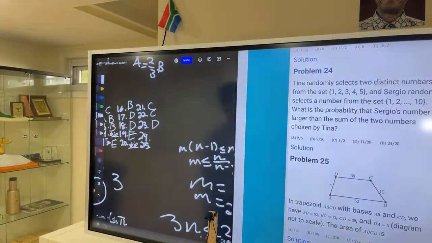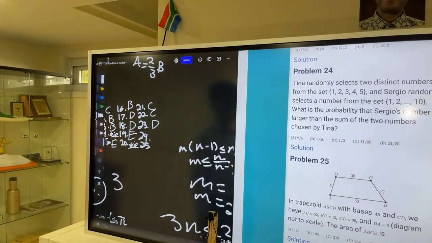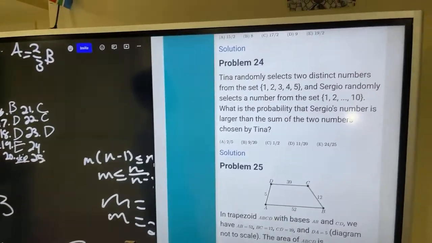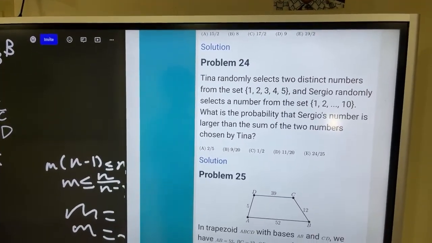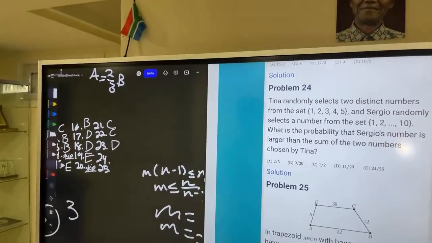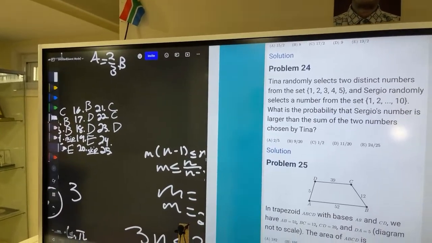One problem from the end. Tina randomly selects 2 distinct numbers from the set 1, 2, 3, 4, 5. And Sergio randomly selects a number from the set 1, 2, all the way to 10. What is the probability that Sergio's number is larger than the sum of the 2 numbers chosen by Tina?